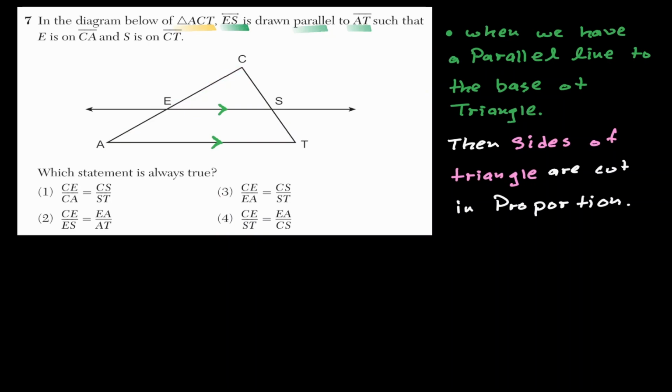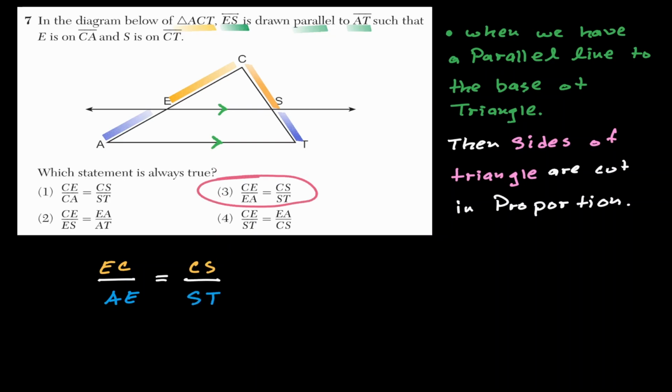In other words, if we get the first section, EC, and we divide it by the second section of AE, that is going to be equal to the upper section on the right divided by the lower section on the right. And notice that is option number 3.